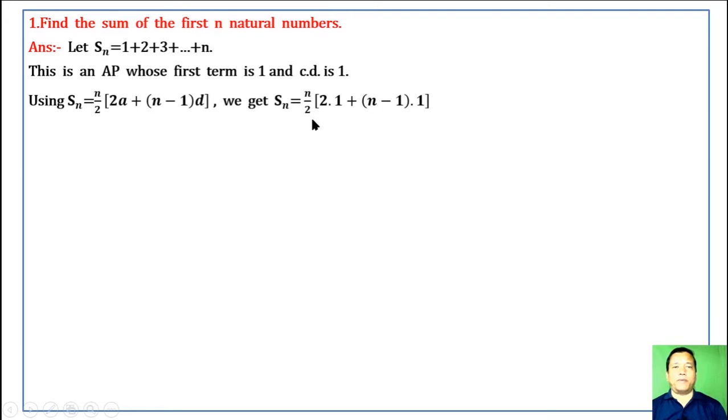Sn equal to n by 2, 2 into 1 plus n minus 1 into 1. Simplifying, we get n into n plus 1 by 2. This implies the summation of r from 1 to n is n into n plus 1 by 2. Remember this result.